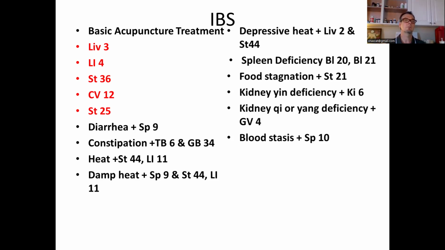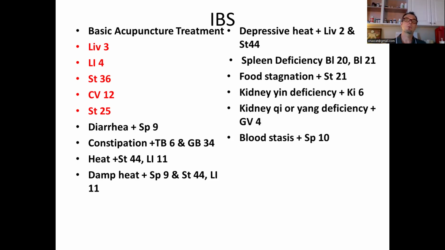Diarrhea, spleen 9. We've talked about that, it's a good point for dampness. Constipation, we've talked about that: San Jiao or triple burner 6, gallbladder 34. Heat, stomach 44, large intestine 11. And damp heat, we have spleen 9 to help with the dampness, stomach 44 to help with the heat, large intestine 11 to help with the heat. Depressive heat, liver 2 and stomach 44.